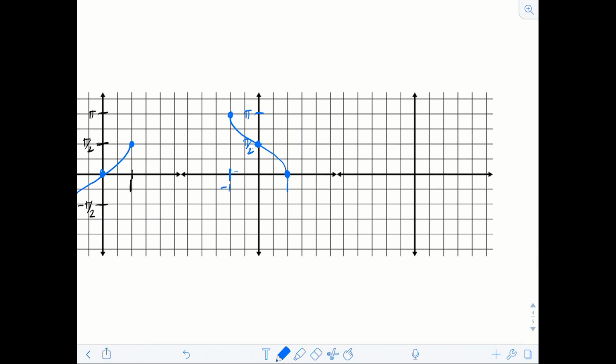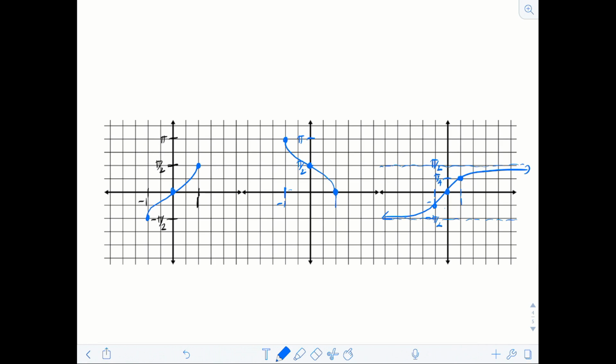And then lastly, tangent. At pi over 2 and negative pi over 2, that means that we're going to have some type of asymptote. And we have the point 0, 0. We have the point 1 and -1 at pi over 4. So we have that point, and we also have the negative version of that at negative pi over 4. And so we end up getting a graph that looks like this.